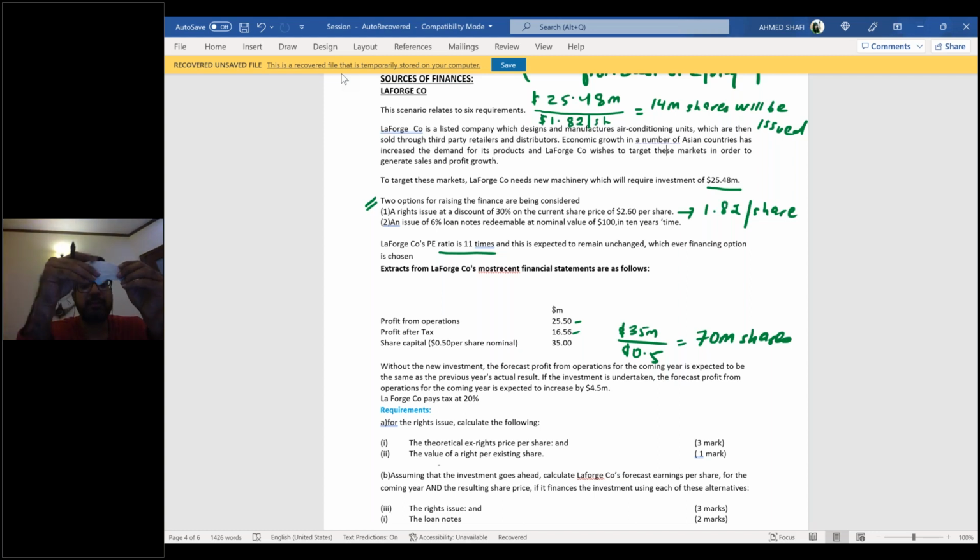Without the new investment, the forecast profit from operations for the coming year is expected to be the same as the previous year. If you don't invest anything, no new investment, the profits will remain the same. However, if the investment is undertaken, the forecast profit is expected to increase by 4.5. So profit has to increase by 4.5. Laforge pays tax at 20%. So tax is 20%. Okay.